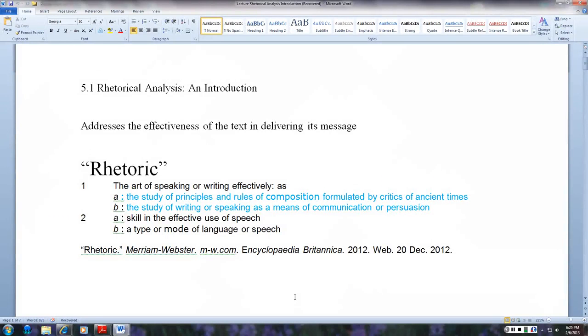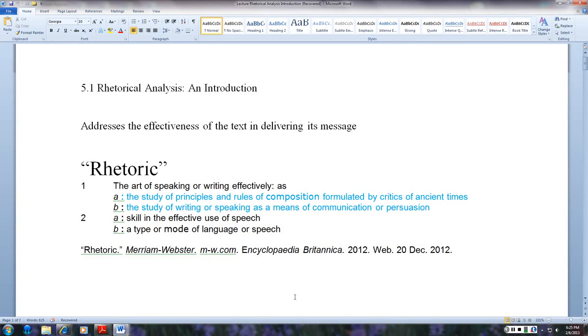In this unit, we are going to discuss rhetorical analysis. And to start the unit, I wanted to provide some definitions for you. First of all, a rhetorical analysis addresses the effectiveness of a text in delivering its message.